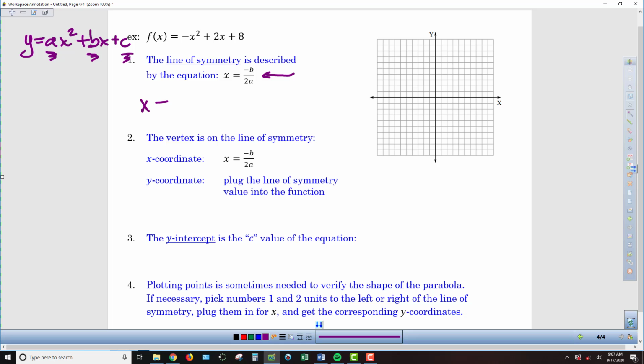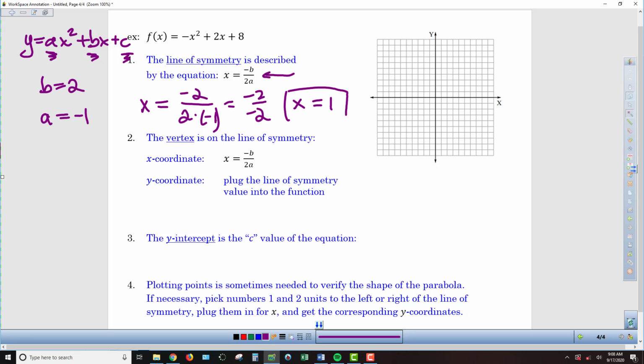So when we say we want x equals negative b over 2a, our b value is 2. So negative 2 is going to be in the numerator over 2 times a. In this case, there's a negative in front of the x squared, so a is negative 1. So it's going to be 2 times negative 1. So we're going to get negative 2 over negative 2, or x equals negative 2 divided by negative 2 is 1. So our line of symmetry is at x equals 1.